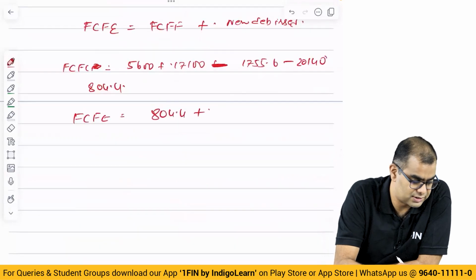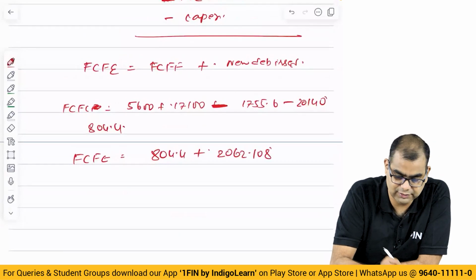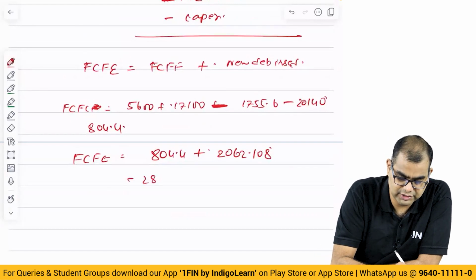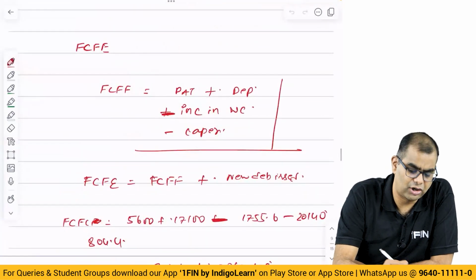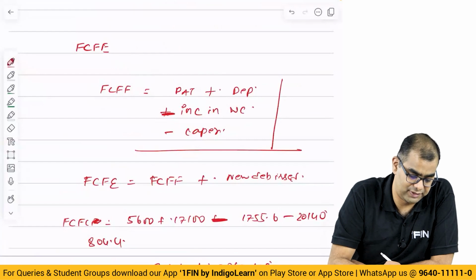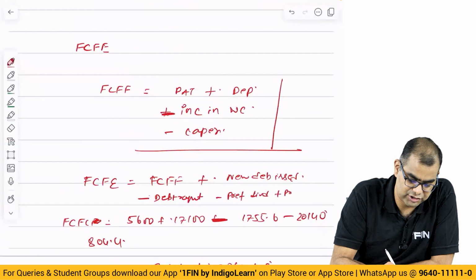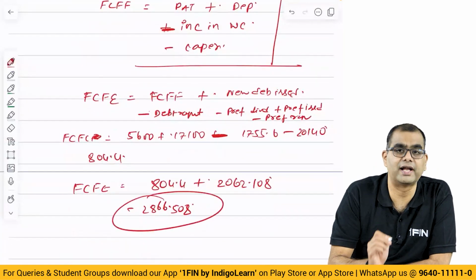FCFE is equal to 804.4 plus new debt issued. What is the new debt? 2062.108. It's equal to 2866.508. Normal FCFE will also have plus new debt issued minus debt repaid, minus preference dividends, plus preference issued minus preference repaid, all this. But in our case all those are not there. FCFE we directly got this value.